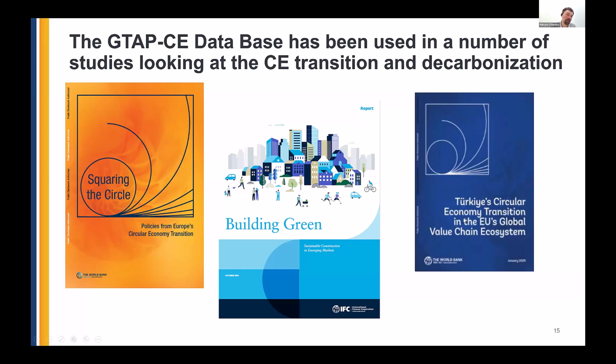So starting from this study on circular economy transition in Europe, together with the World Bank colleagues. So that was the first circular economy transition report published by the World Bank. We also did a follow-up study on greening construction value chains with the International Finance Corporation of the World Bank, and this was the work where we introduced cement split in the database. And finally, another report with the World Bank colleagues focusing specifically on the country-specific circular economy transition in the case of Turkey.